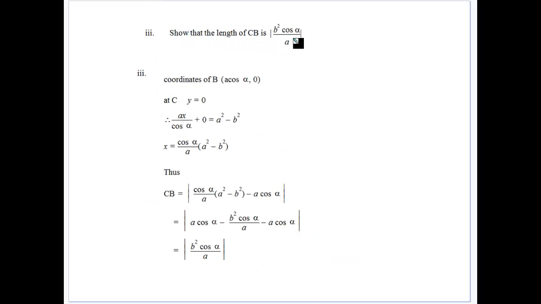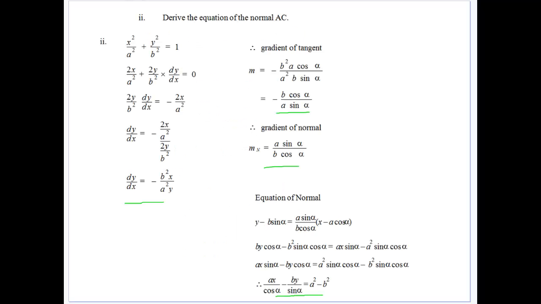Show the length of CB is B squared cos alpha on A. So what's the coordinates of B? Well, they would be A cos alpha, 0, because that's the foot of the perpendicular. Go back and check your diagram. At C, we know that y is equal to 0, because it's along the axis. So therefore we get Ax on cos alpha plus 0, because we were able to get it from our equation there before.